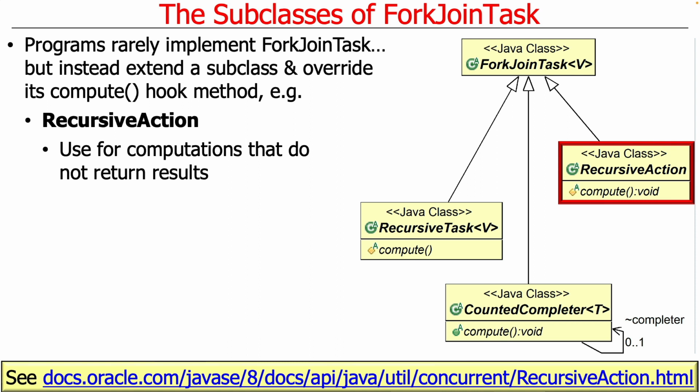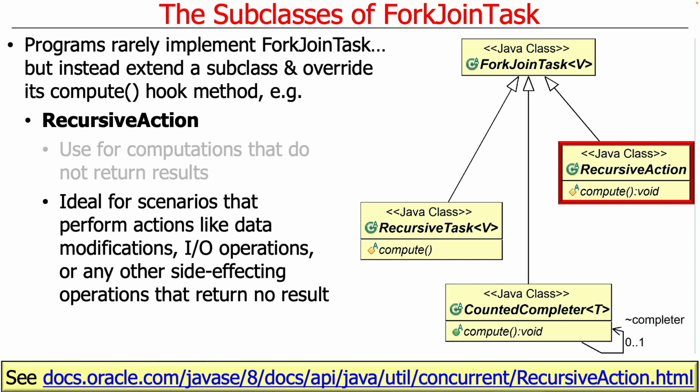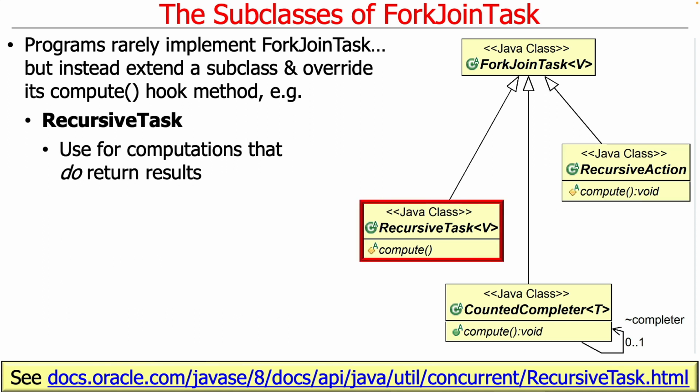So let's talk first about RecursiveAction. This is useful for computations that do not return results. They just want to split things up into chunks and then process them in parallel, but they don't specifically return a result. And you can see that there's a void return value from the compute method. This is ideal for scenarios that perform actions like data modifications, I/O operations, or any other type of side effect-oriented processing or operations that don't need to return a result. And I'll show you some examples of that when we look at some case studies later.